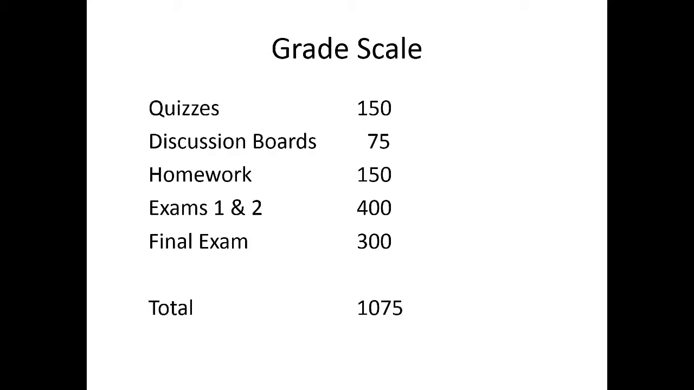How do your grades break down? Well, we have 5 big topics of grades. First, you have chapter quizzes, chapter discussion boards, and chapter homeworks. Then you have exams, the first one, the second one, and then the final exam is cumulative. Those break down your total grades out of 1075.